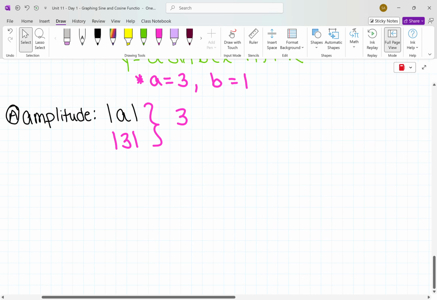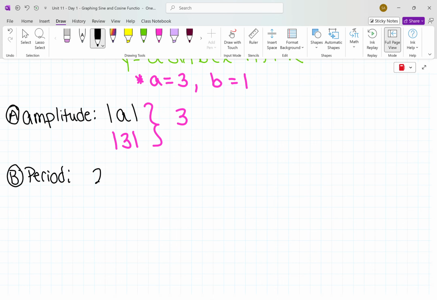The next thing we want to do is find our period. And the period is going to be 2 pi divided by the absolute value of b. So this is going to be 2 pi divided by the absolute value of 1. Well, isn't the absolute value of 1 just 1? So this is just 2 pi.